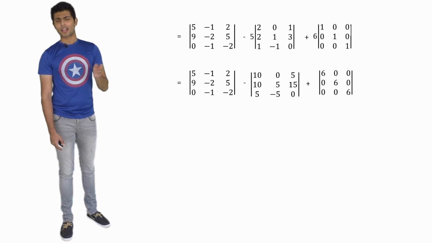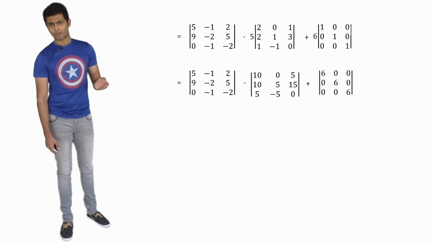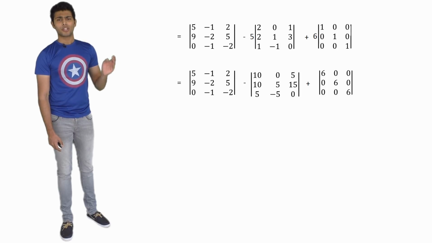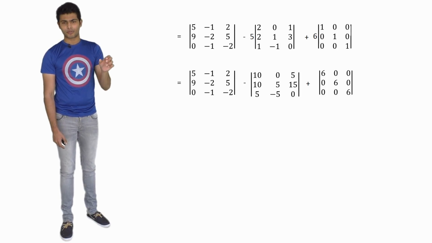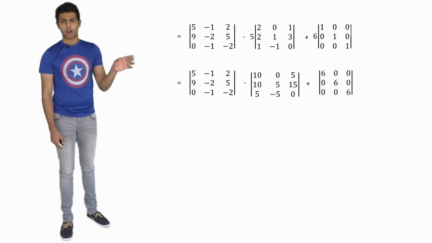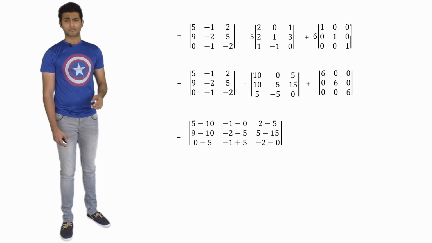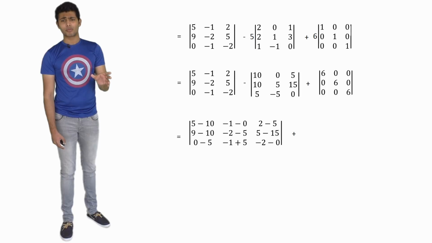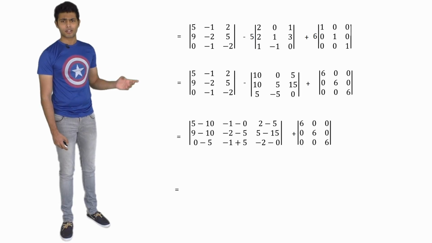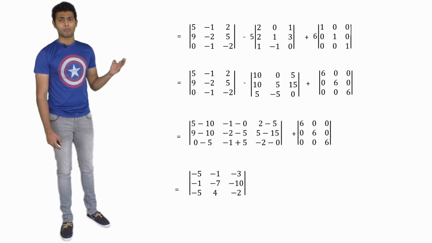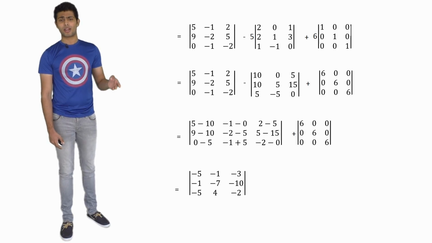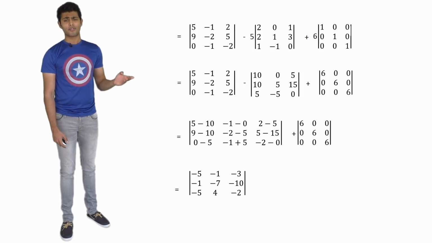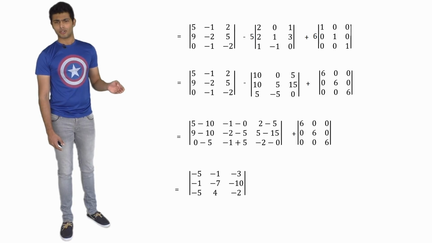First we're going to subtract the first two matrices and then add the third matrix afterwards. During addition, remember that we only add the respective elements of the matrices. After subtracting the first two matrices, we get this matrix over here, which has the values minus 5, minus 1 and minus 3 in the first row, minus 1, minus 7 and minus 10 in the second row, minus 5, 4 and minus 2 in the third row.